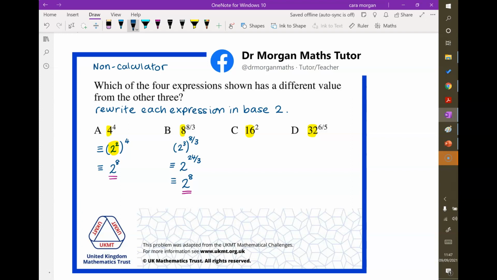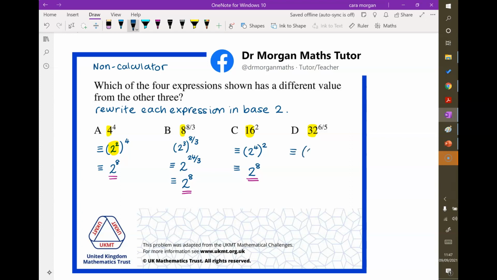Moving on to C, I know that 16 is 2 to the power of 4. So I'm just going to rewrite 16 as 2 to the power of 4 and then I'm going to square it. And I can see that that is again equivalent to 2 to the power of 8. Now before I answer that D is different, I think what I really need to do is just make sure that that's true and that there's not a mistake in the question.